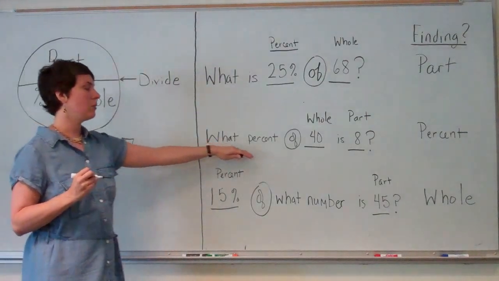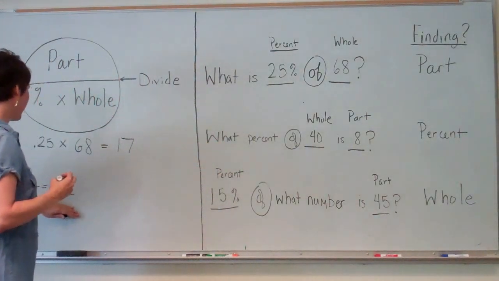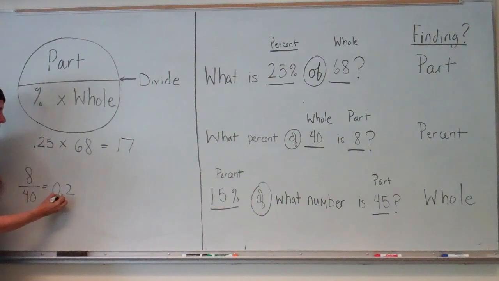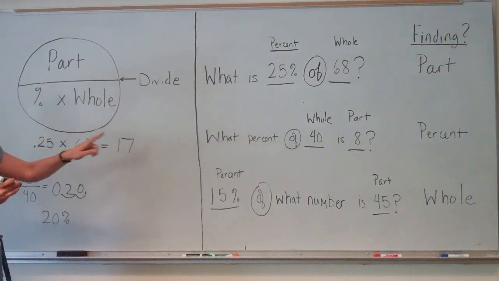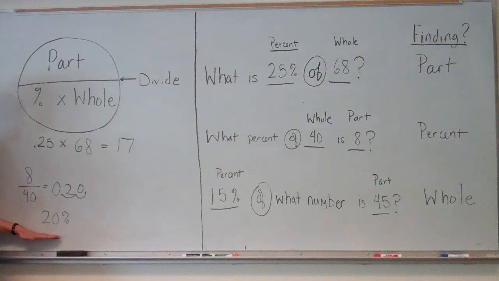But we were asked what percent, not what decimal. So again, we want to multiply by 100 by moving this decimal 2 places to the right, and we're going to get 20%. So 8 is 20% of 40.